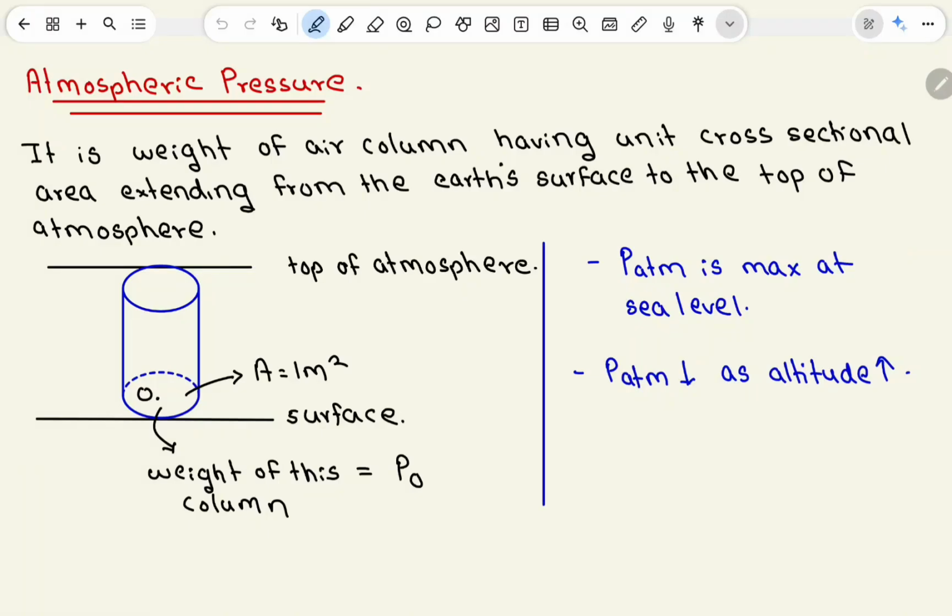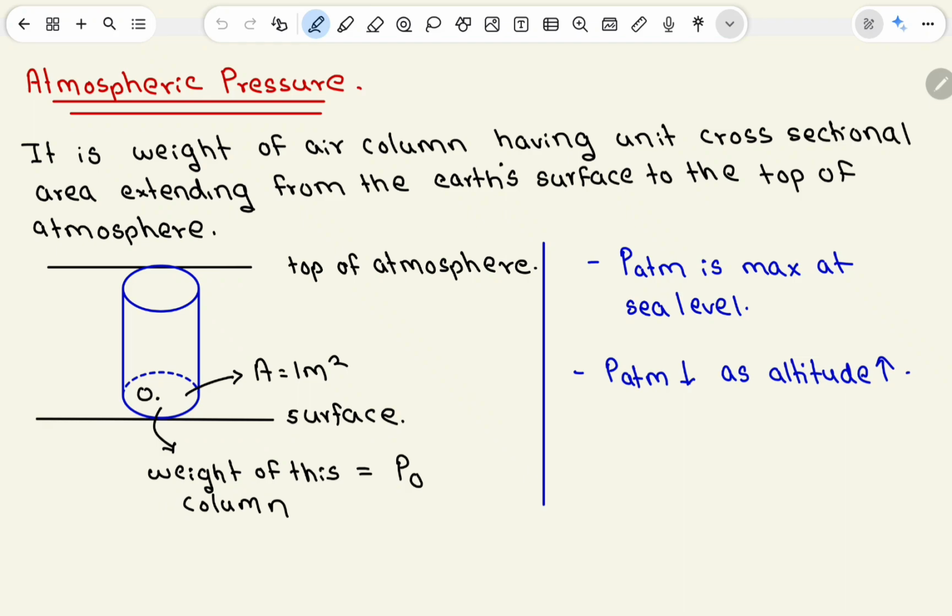Hello students, welcome back to the lecture series of Mechanical Properties of Fluids. This is lecture 2 of the series. In the first lecture, we discussed ideal fluid, then we discussed pressure and the pressure exerted by a liquid cylindrical column. The first topic of today's lecture is atmospheric pressure.